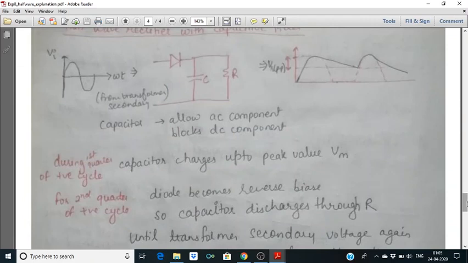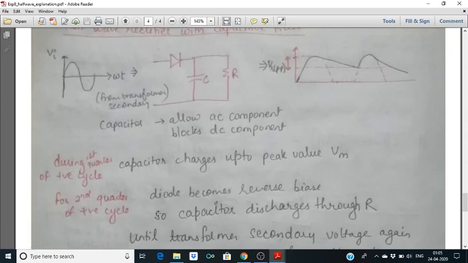So we are using a capacitive filter. As we know, capacitors allow the AC component while blocking the DC component. So when we pass input to this rectifier along with the filter, during the first quadrant of the positive cycle, this capacitor charges up to the peak value of the input voltage, that is Vm.